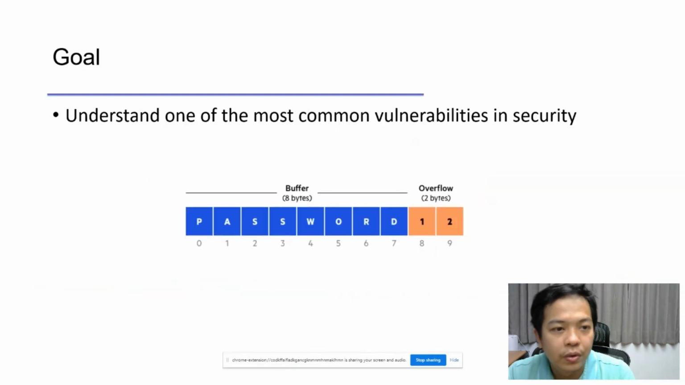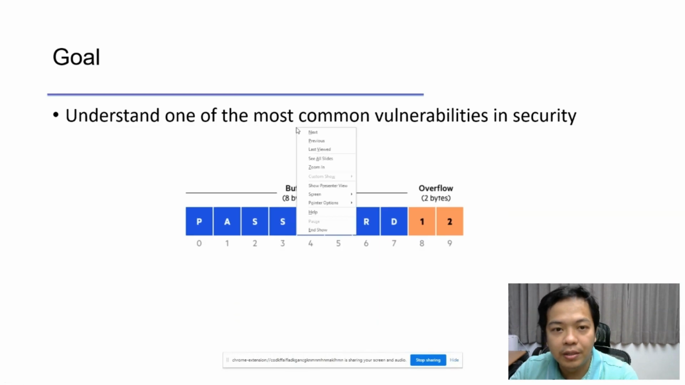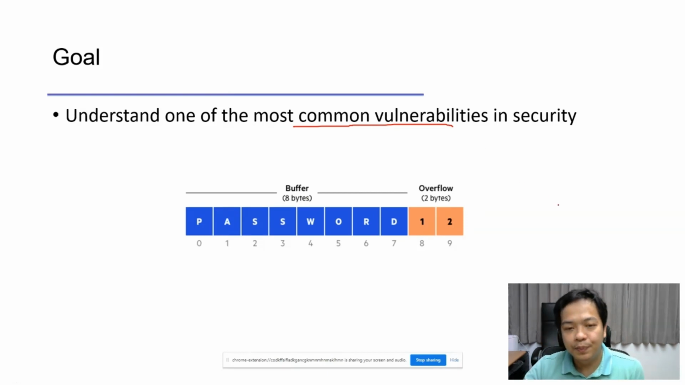Our goal is to understand one of the most common vulnerabilities in security and how it works. Actually, how we can detect it, because there are a lot of buffer overflow errors.